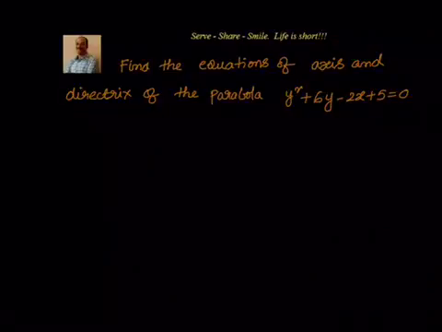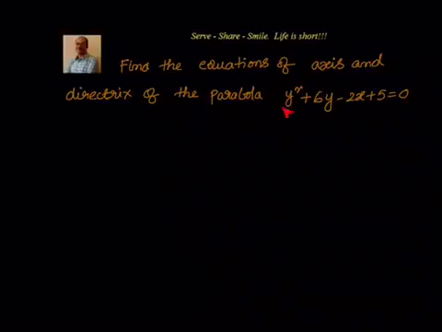Find the equations of axis and directrix of the parabola y square plus 6y minus 2x plus 5 equal to 0. We see y square.